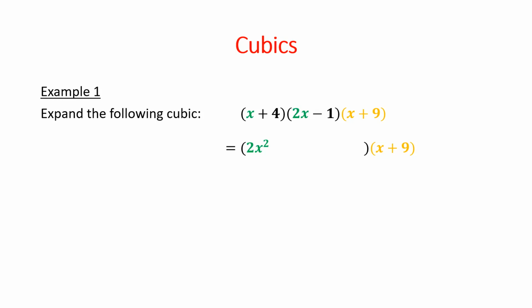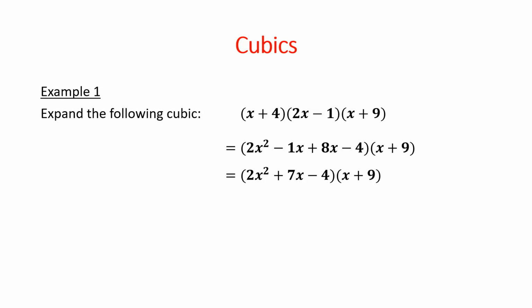X times 2x is 2x squared. X times negative 1 is negative 1x. Positive 4 times 2x is plus 8x. And positive 4 times negative 1 is negative 4. Right, we're going to simplify that first. So we have minus 1x plus 8x. These are like terms, and we can simplify that down to 7x. We have 2x squared plus 7x minus 4 in the first bracket, and x plus 9 in the second bracket.